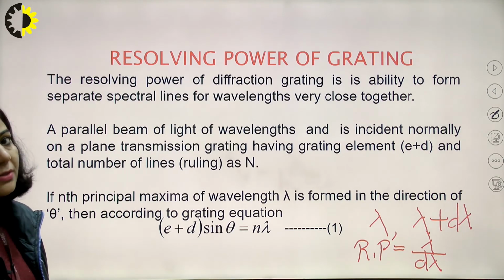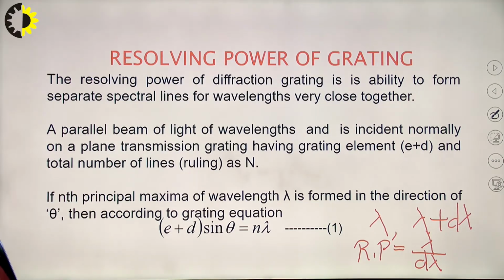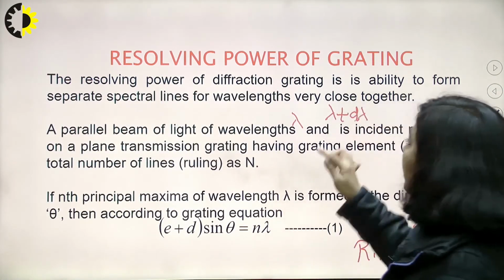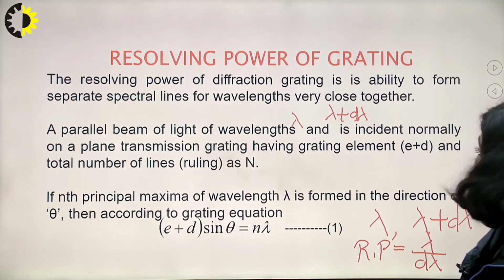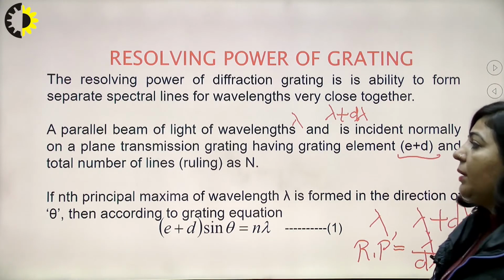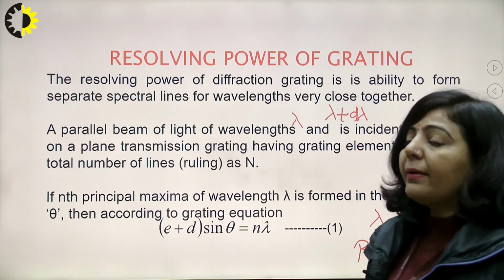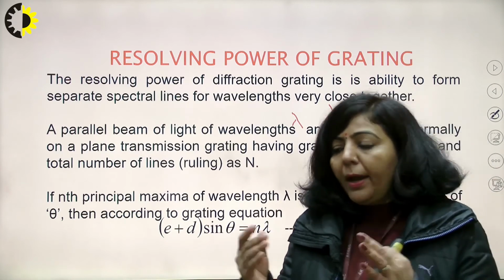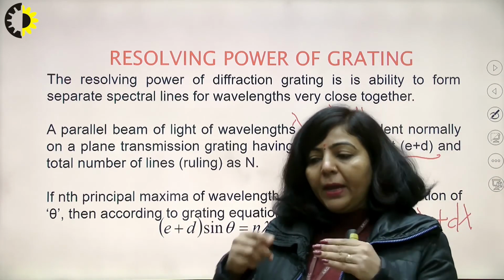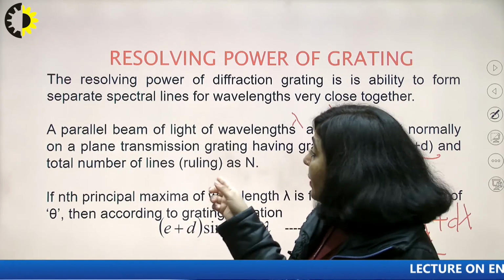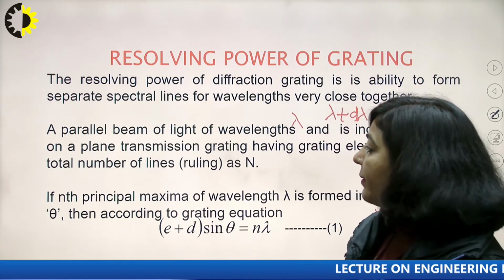So in order to find this resolving power, what we are going to do here: a parallel beam of light of wavelengths lambda and lambda plus d lambda. So here you have two different wavelengths or two different sources, one of wavelength lambda and the other of wavelength lambda plus d lambda, incident normally on a plane transmission grating having grating element e plus d, and the total number of lines on that grating is N. Means you have a plane transmission grating, it is like a glass plate, and over that glass plate you have a layer, and then with the help of a diamond pen the lines are drawn over that grating. So let N be the number of lines or number of rulings on that grating.